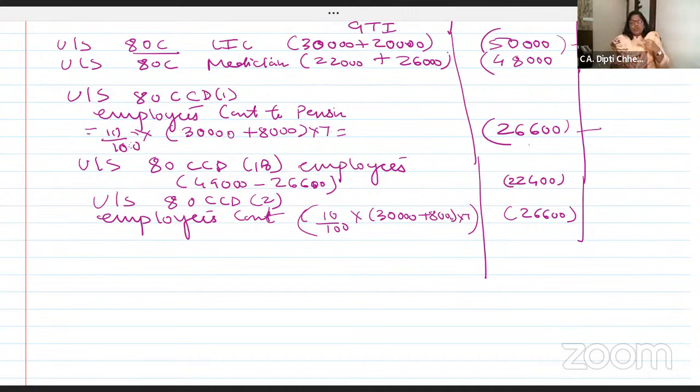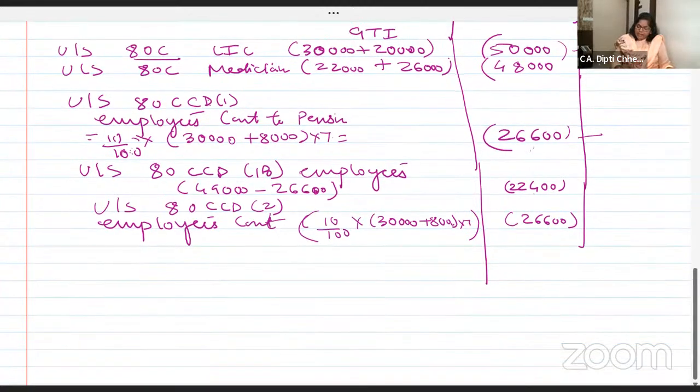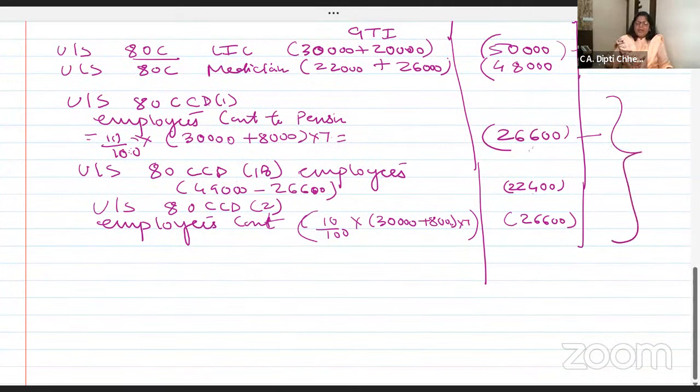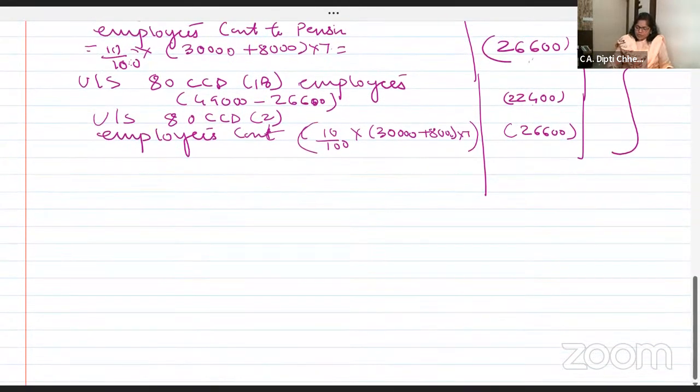Employee's contribution, your own contribution, why will it be taxed in salary? But for your own contribution, will you get a deduction in 80CCD(1)? Yes, and an extra up to 50,000 in 80CCD(1B), and this you all know. So this was quite in depth and I felt this was the point where most students could not do it correctly to get 14 marks. So check up for this.